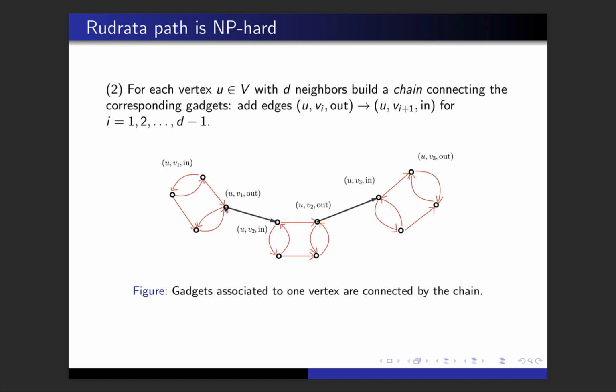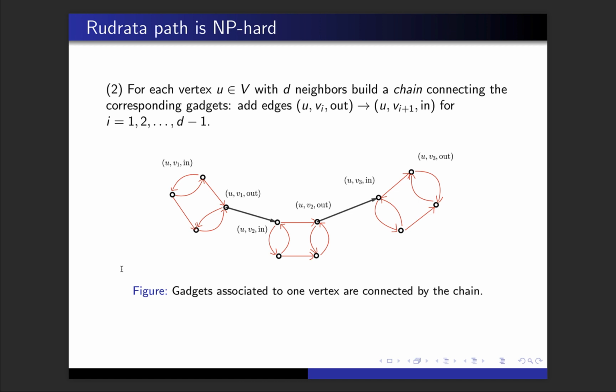We're going to connect those gadgets with edges going from the UVi out vertex of one to the UVi plus one in vertex of the other, which corresponds to those black edges I showed you before and those two edges I am showing you here. So we are connecting this sequence of gadgets associated to the same vertex U through these black edges, and then we call that a chain of vertices associated to U.